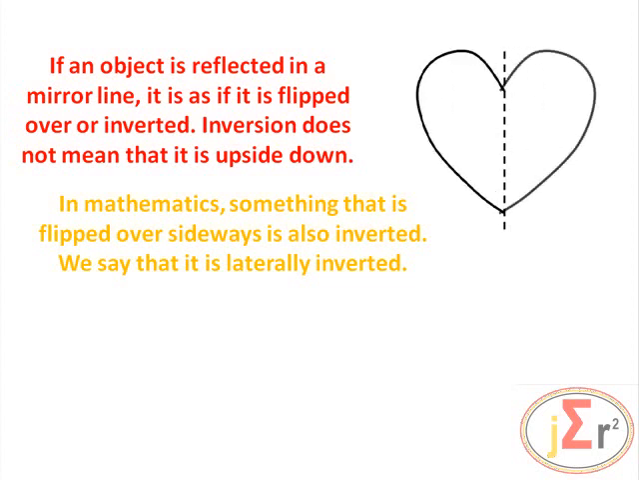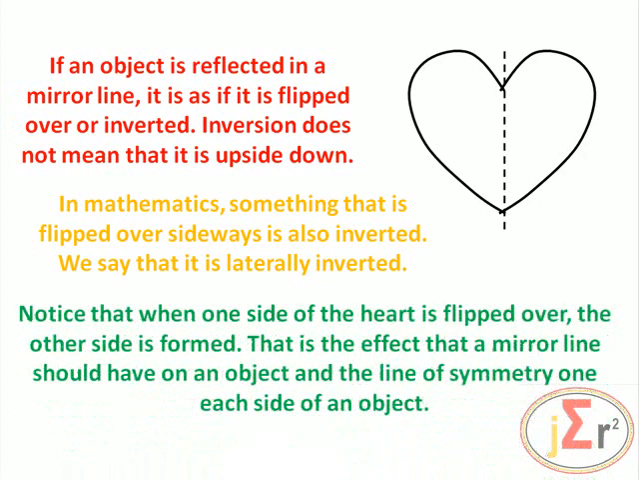It's flipped over sideways, that's laterally inverted. An object and its image in a mirror line are lateral inversions of each other. That means it is the other way around. If we use the mirror line as a pivot, then it is as if we flipped it over. Notice that when one side of the heart is flipped over, the other side is formed.